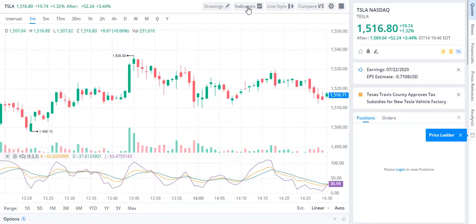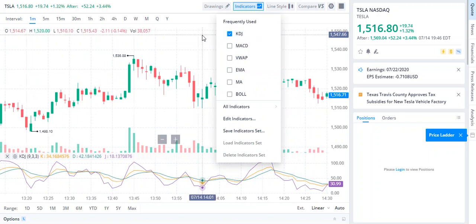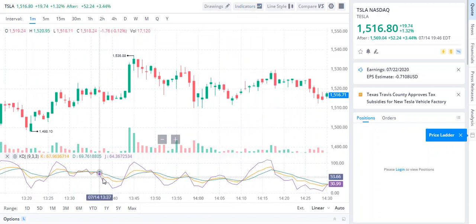We also have the KDJ, which you go under indicators. You can select that as well, KDJ, and it'll come up down here, where the RSI and the MACD is usually shown. I'm going to very quickly go over this one as well, and we'll go over this in detail in one of our classes, because this is a little more of a confusing indicator.